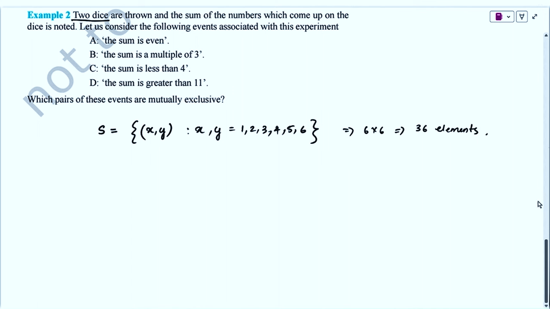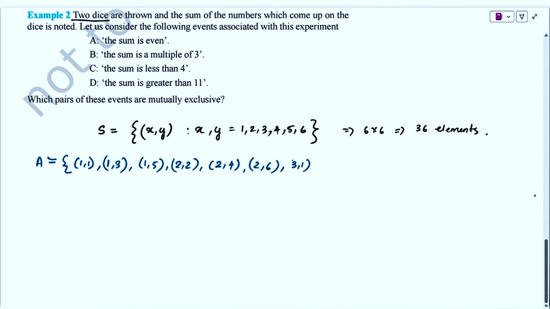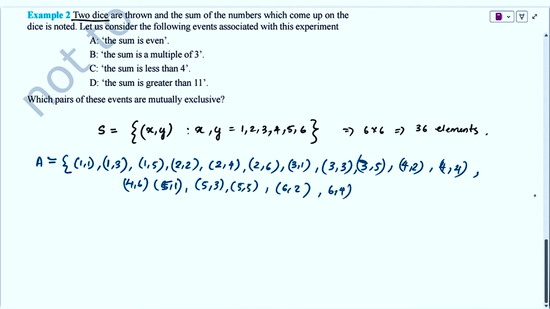Now we are going to define the subset or event A. The first event is the sum is even. So A is the set of elements whose sum is an even number. We can write it as (1,1), the sum is 2, then (1,3), so the sum is 4. Likewise, we can write the remaining elements as (1,5), (2,2), (2,4), (2,6), (3,1), (3,3), (3,5), (4,2), (4,4), (4,6), (5,1), (5,3), (5,5), (6,2), (6,4), and (6,6). It is the subset A.